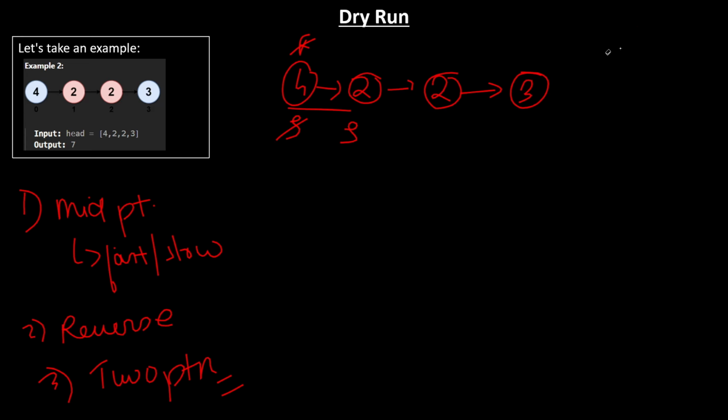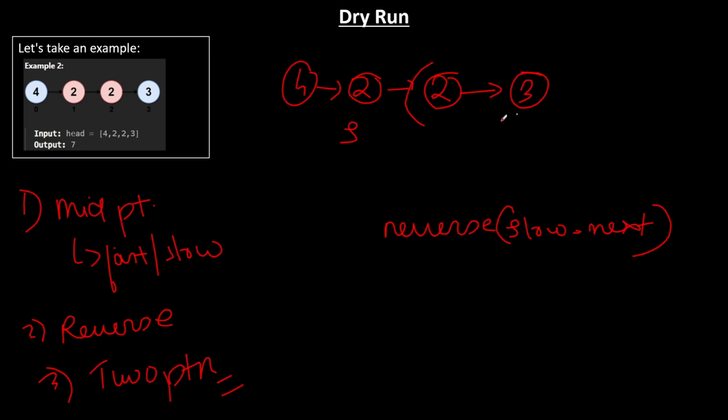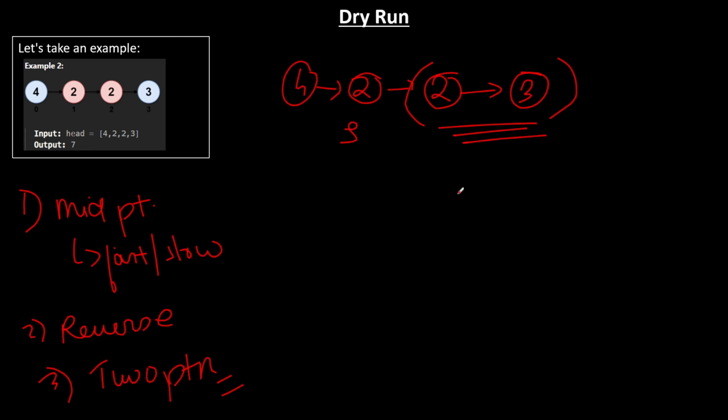Now I will clear this up. Yeah. So now we know that for the reverse function, we used to take slow dot next. What is slow dot next here? This one, right? We will take this node now. We will reverse this linked list. We have this 3 pointing here, this pointing to none, of course.